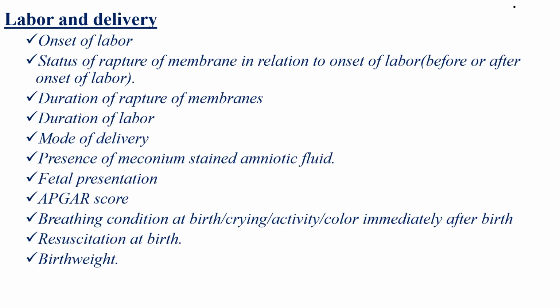Then the next is about labor and the delivery: onset of labor, status of rupture of membrane in relation to onset of labor, whether the rupture of membrane is before or after onset of labor, duration of rupture of membranes, duration of labor, mode of delivery, presence of meconium stained amniotic fluid, fetal presentation, Apgar score at delivery, breathing condition at birth, whether the baby cried immediately after birth or not, any resuscitation done at birth, and also document birth weight.